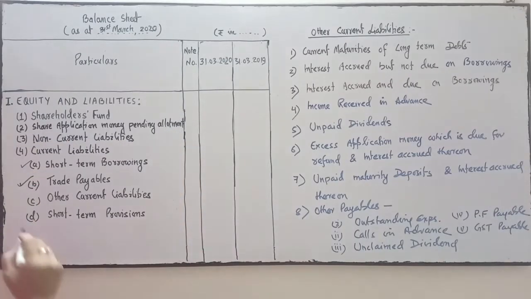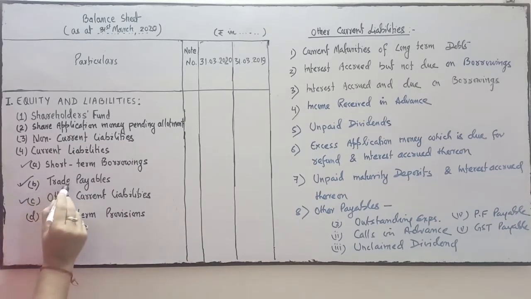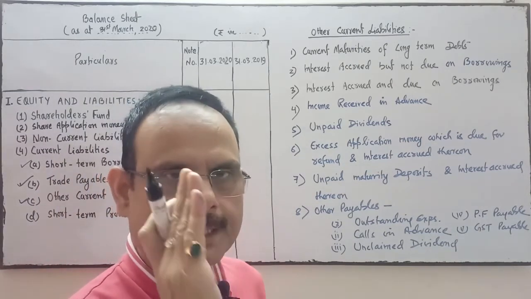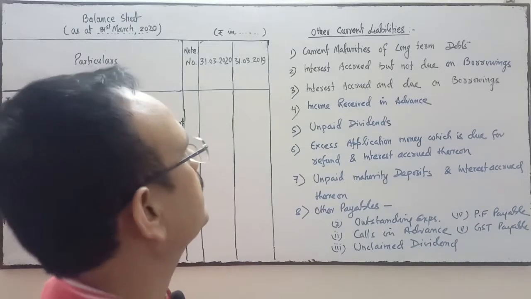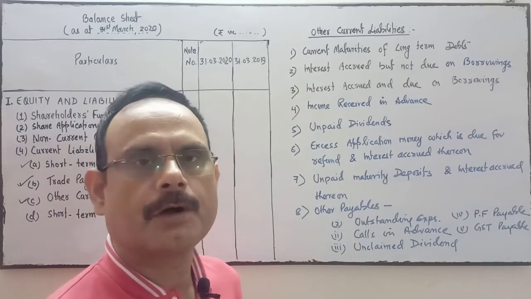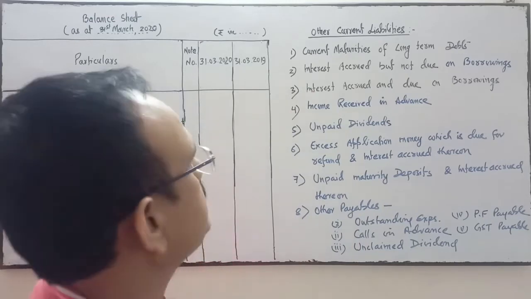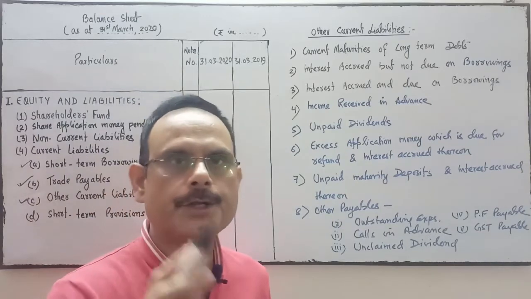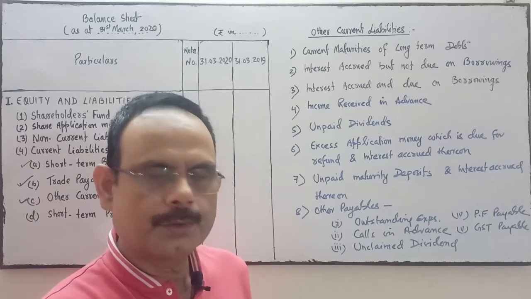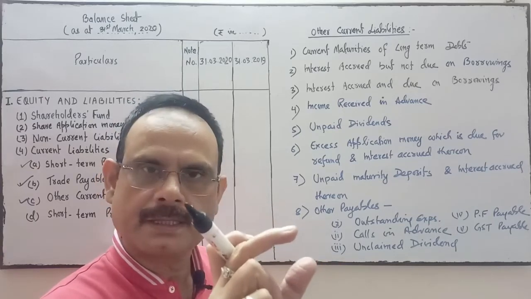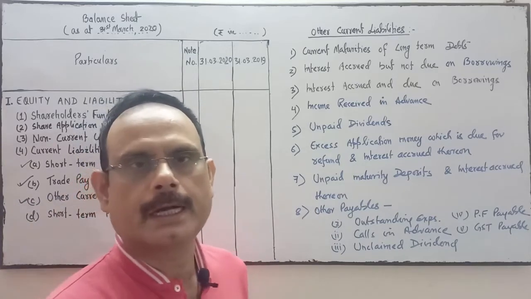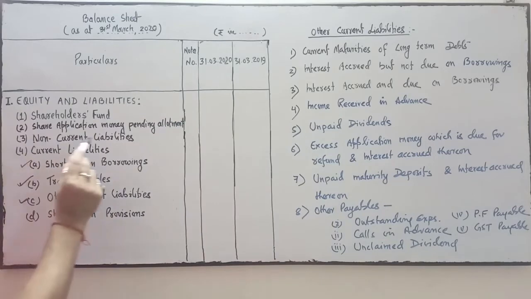Now come to the next, other current liabilities. After trade payables, other current liabilities which are due within 12 months. Examples of other current liabilities, I have written over here. Number one, current maturity of the long-term debts. Suppose the company has taken a loan from the bank for 5 years, then this loan is considered a long-term loan. This will be shown under which heading? Under the heading non-current liability.